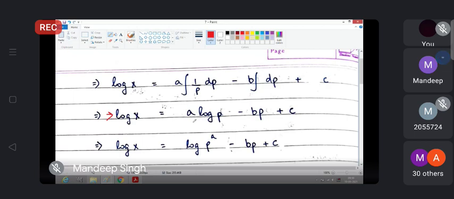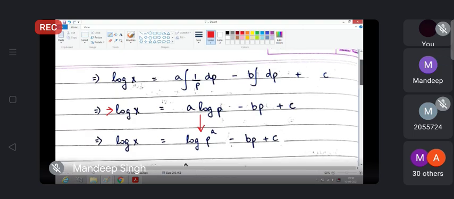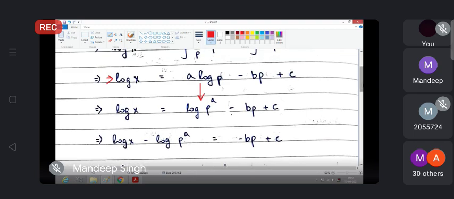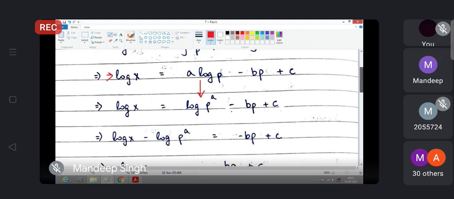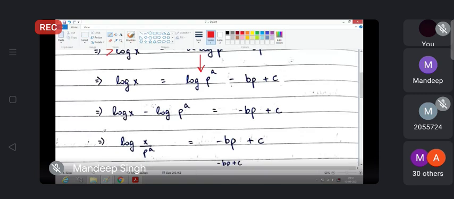Using the formula n log m is equal to log m raised to the power n, similarly a log p is equal to log p raised to the power a. Log p^a is taken to the left hand side. Log x minus log p raised to the power a is equal to minus bp plus c. Log m minus log n is equal to log m over n. So log x minus log p^a becomes log of x over p^a, which is equal to minus bp plus c.